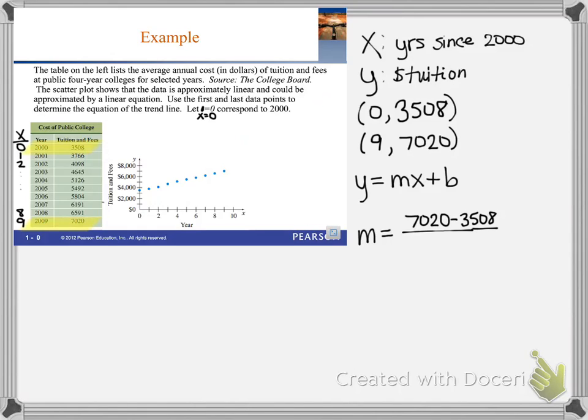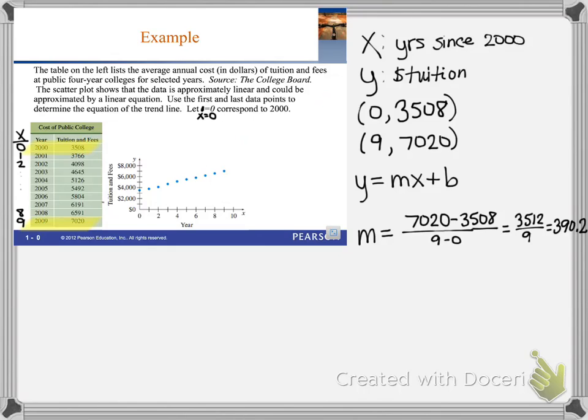I need change in x. 9 minus 0. Now it doesn't matter which number you use first, but make sure that you keep them in order. When I did my change in y's, I used the upper point first, and when I did the change in x, I also used the upper point first. Just make sure you keep them in the correct order. So we can take this, simplify it down, subtract, 3512 over 9, and I'll round this off to 390.2. That is our slope.